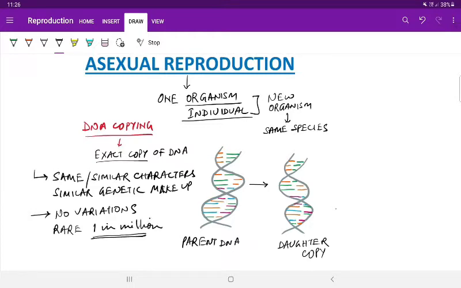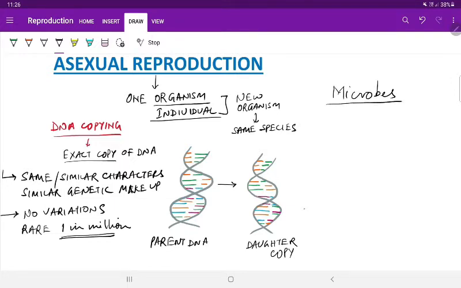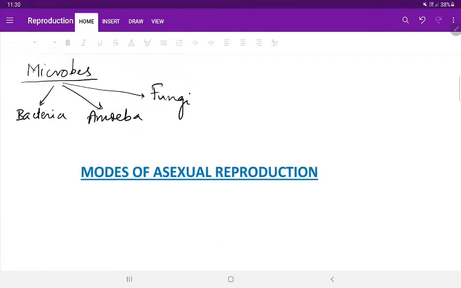So asexual reproduction किन में देखा जाता है? Normally we find that most of the microorganisms show the asexual mode of reproduction. Here we are talking about the microbes like bacteria, amoeba, fungi. So these are the microbes which actually show the asexual mode of reproduction. Here we will not include viruses at all. Let us talk about the modes of asexual reproduction.